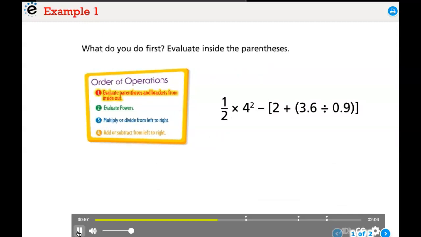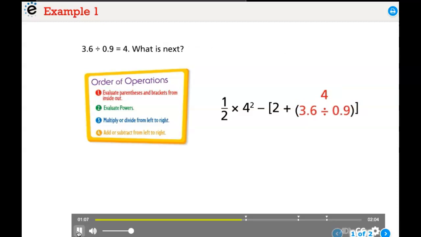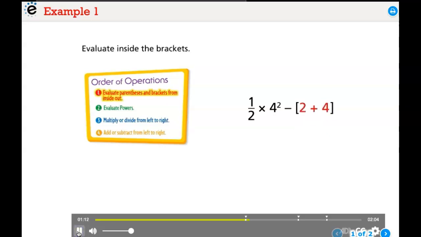What do you do first? Evaluate inside the parentheses. 3 plus 6/10 divided by 9/10 equals 4. What is next? So what's next? Evaluate inside the bracket. So we're going to evaluate the inside, okay? 2 plus 4 equals 6.